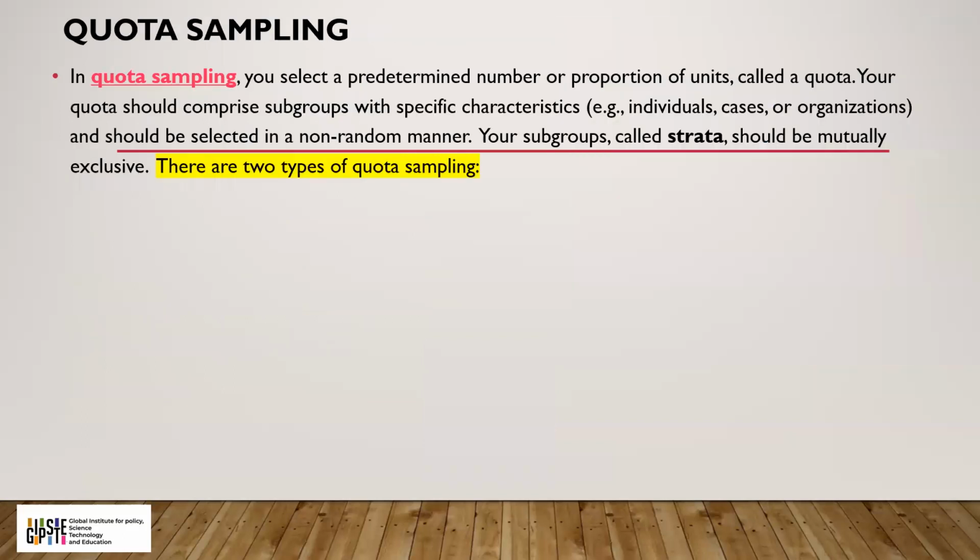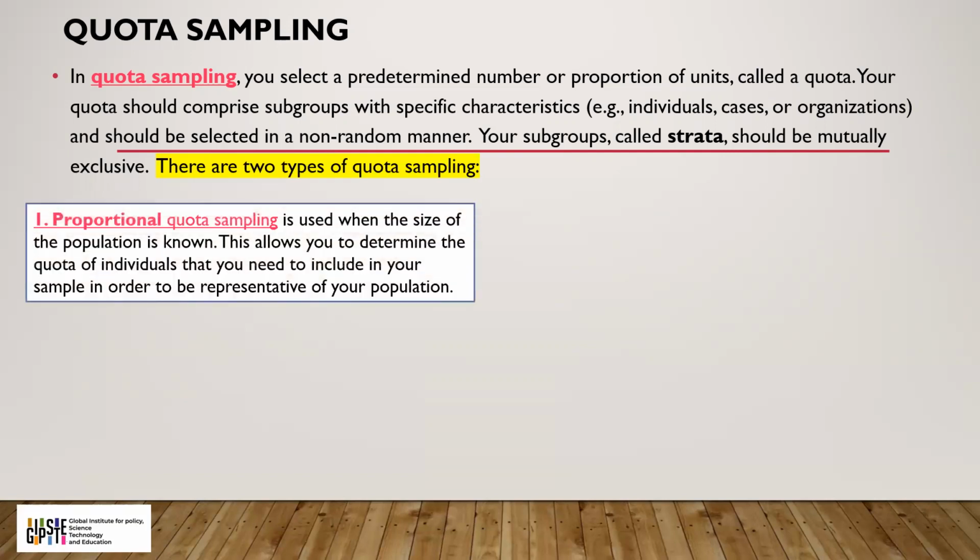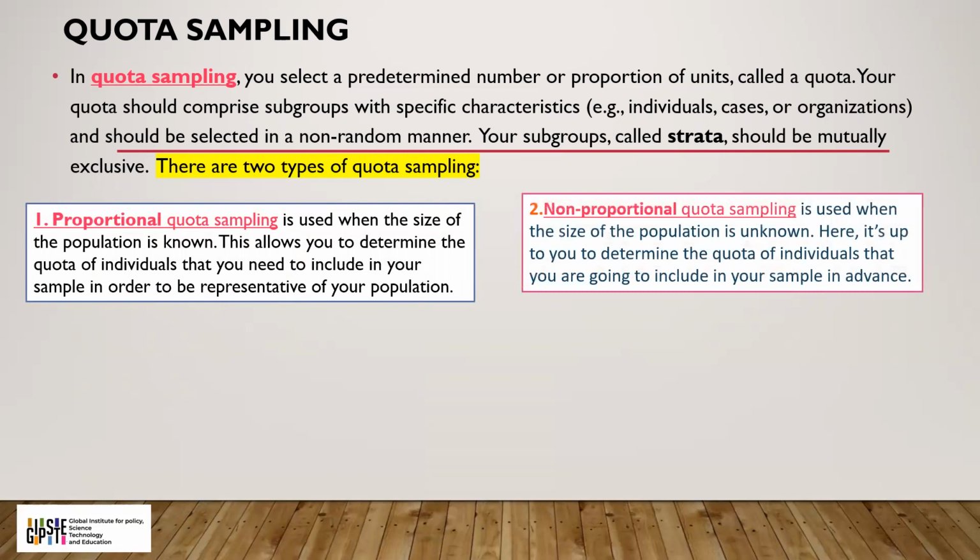Next is the quota. In quota sampling, you select a predetermined number or proportion of units called a quota. So your quota should comprise subgroups with specific characteristics such as individuals, cases, or organizations, and should be selected in a non-random manner. Underline that, in a non-random manner. So your subgroups are called the strata, okay? And they should be mutually exclusive. And here we have two types of quota sampling. We have the proportional quota sampling, and we have the non-proportional quota sampling.